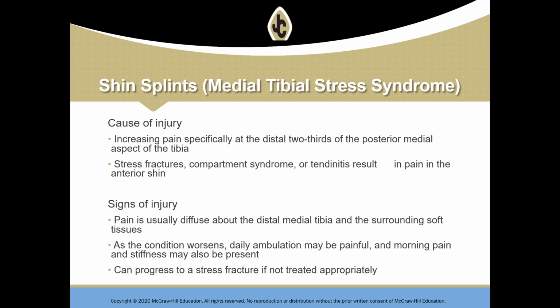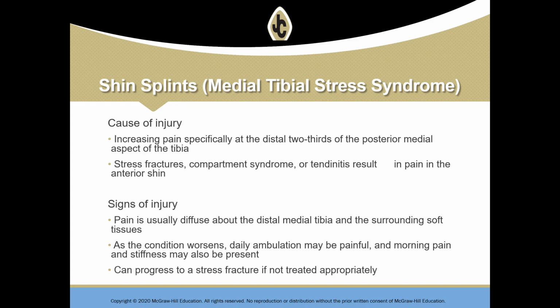We have increasing pain specifically at the distal 2/3 of the posterior medial aspect of the tibia. Basically it really can happen anywhere along the tibia. You want to be concerned about stress fractures, compartment syndromes, and tendinitises, which can all result in this pain. So we don't just chalk it up to shin splints all the time. We want to make sure we rule out those other things. We've already talked about stress fractures, but we'll talk about compartment syndrome to differentiate between those things.